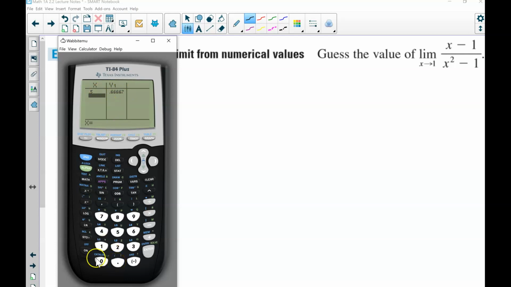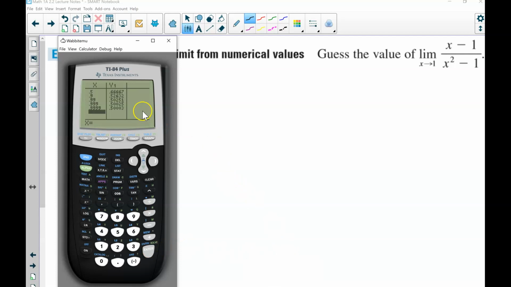Okay, let's go ahead and go to 0.9. It gives us an output of 0.52632. If we put in 0.99, it gives us 0.50251. If we put in 0.999, it gives us 0.50025. If we put in 0.9999, then it gives us 0.5003.